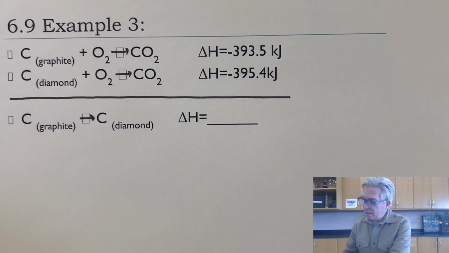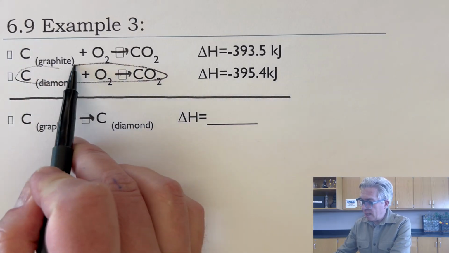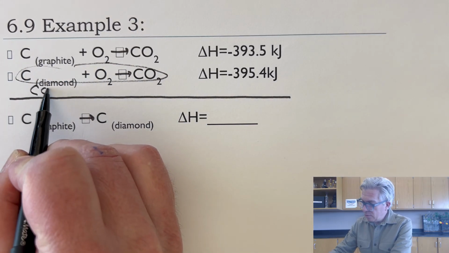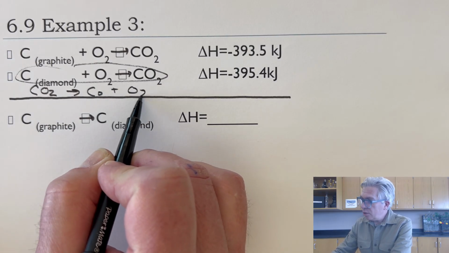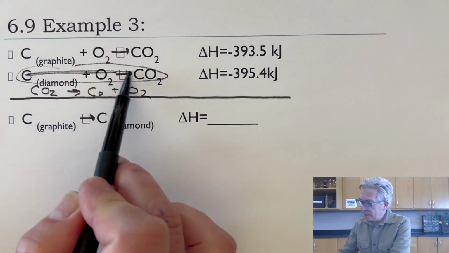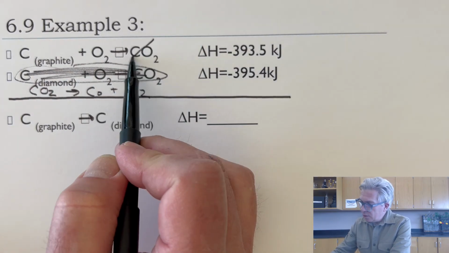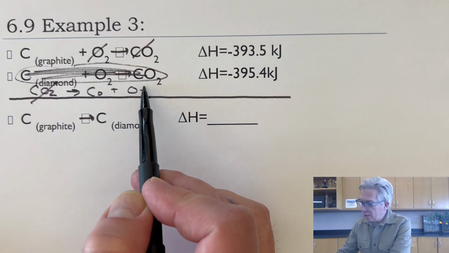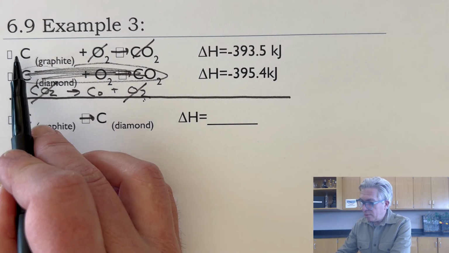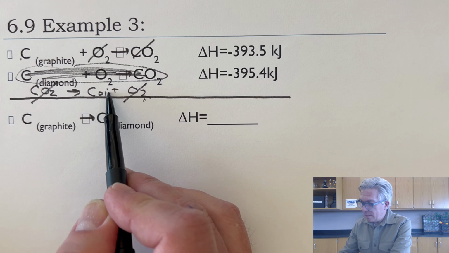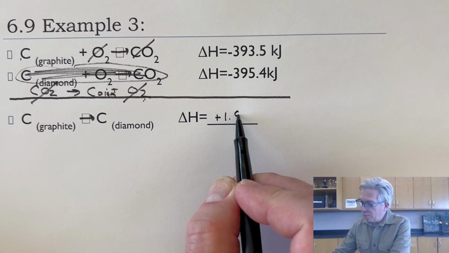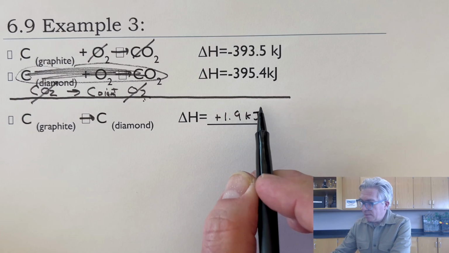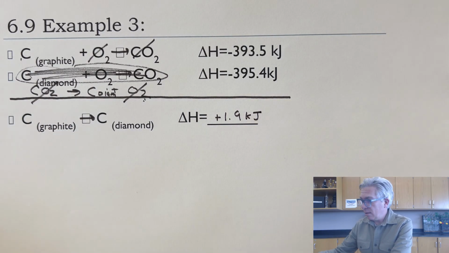So if I go back to this one and say, you know what, I'm just going to reverse this guy and make it CO2 makes carbon in diamond form plus O2, then what happens is I'll cross this out. The CO2 is going to cancel. The oxygen is going to cancel on either side, and I'll be left with graphite making diamond, right? And that's going to be an input of 1.9 kilojoules of energy. So I get these two to add up by reversing one of them. Let's do another example or two.